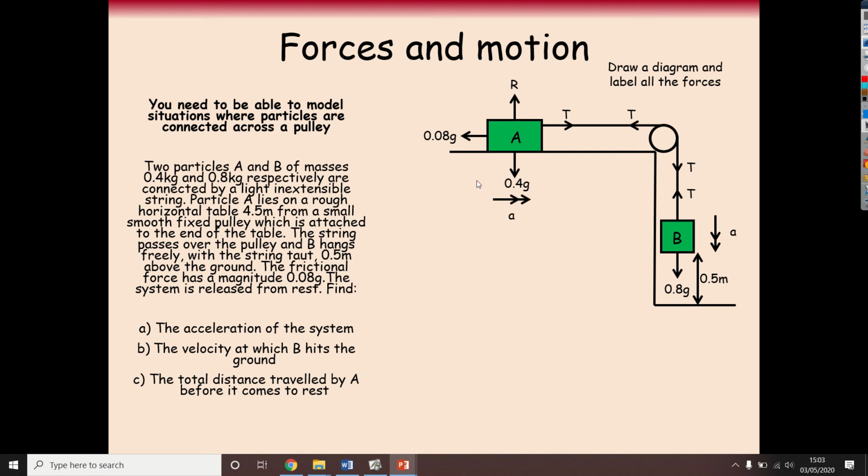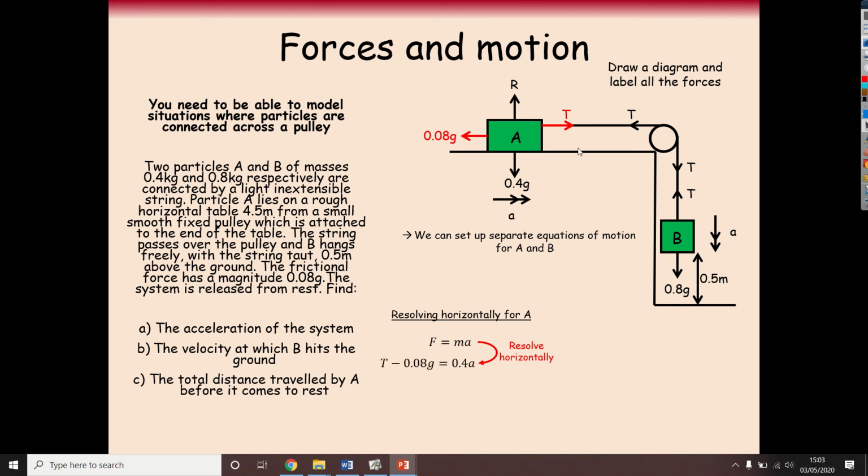Then when this is released, B accelerates downwards towards the ground and A accelerates this way towards the pulley. So you've got these 2 arrows in those directions. And again, they're the same because the string is inextensible. So same acceleration. And we're going to find it. So again, can't do the whole thing. Wouldn't make sense to do the whole thing because of these different directions. Let's look at one thing on its own. Okay, separate particles separately. Okay, so horizontally on A, those are the forces. F equals ma. Plug the things in. T minus 0.08g equals 0.4a. Just a small point, make sure you don't put g's in your masses. Okay, that's the weight, not the mass.